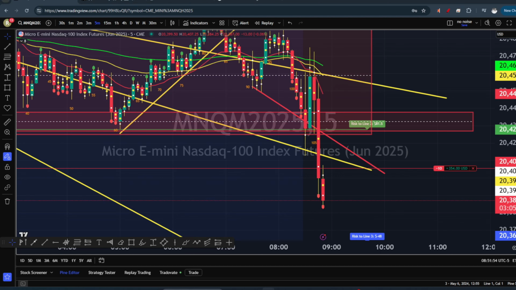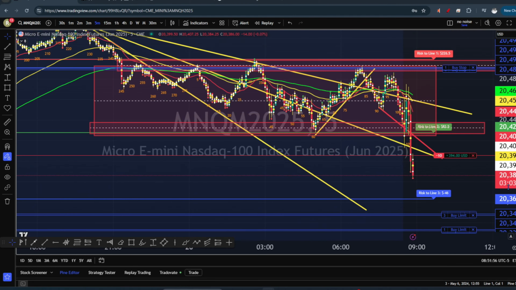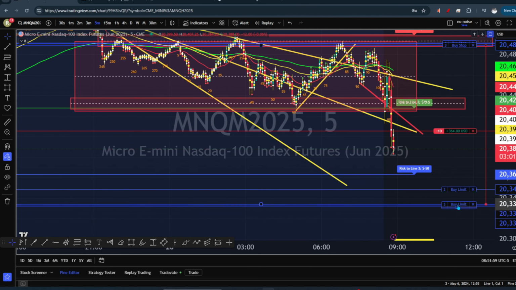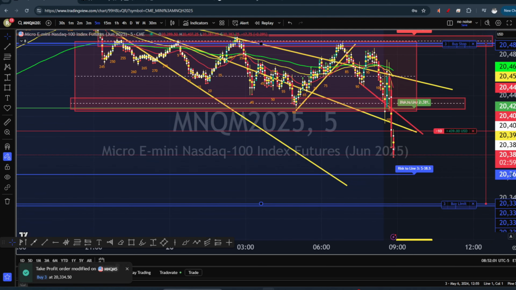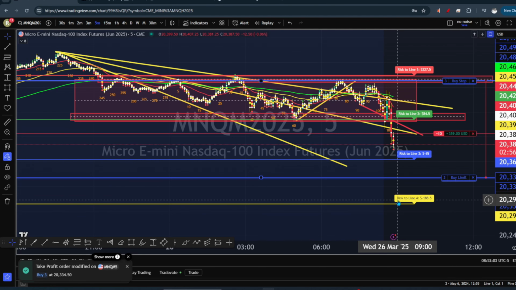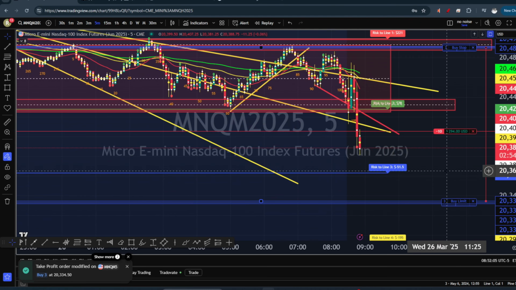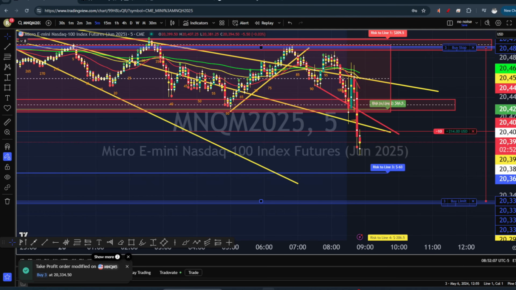Looking for support down here as we come lower. And I remember there wasn't support until this line here. So what are the chances of us getting there?